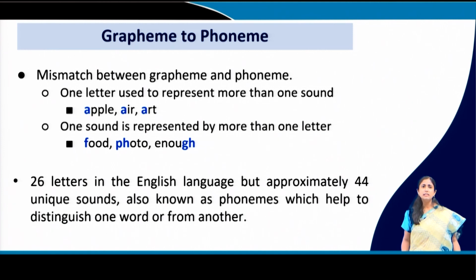So, in English what do we see? We see that there are 26 letters or alphabets, but when we talk about sounds which make a difference in meaning in English, there are around 44 unique sounds. I say approximately or around 44 because depending on the varieties of English it may change a little, but this directly shows that there is no one-to-one match. We have more sounds than we have letters to represent those sounds. That means that there will not be any one-to-one match.